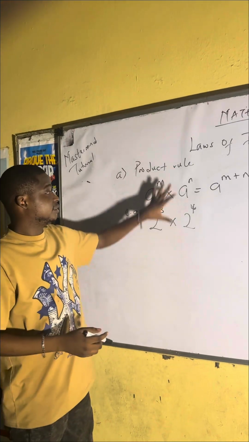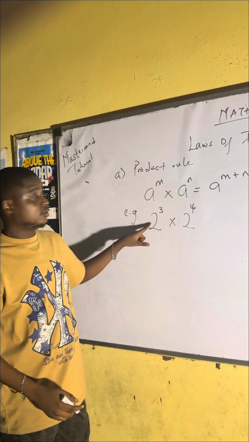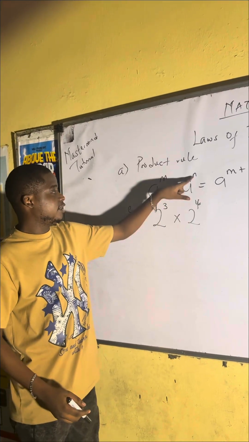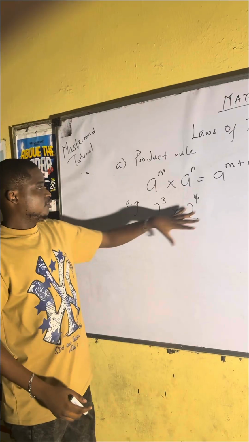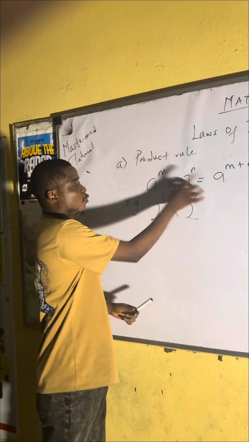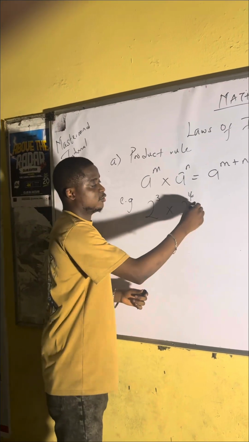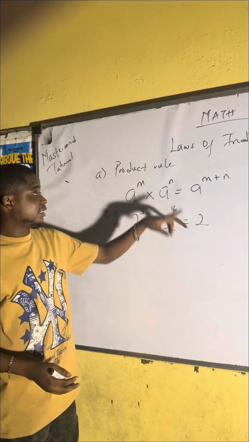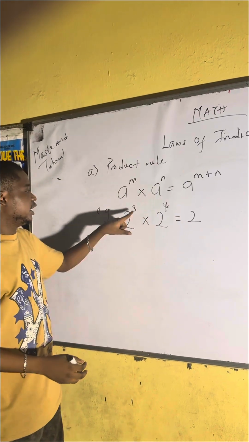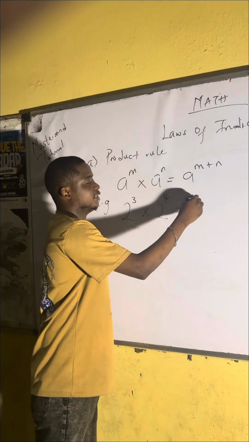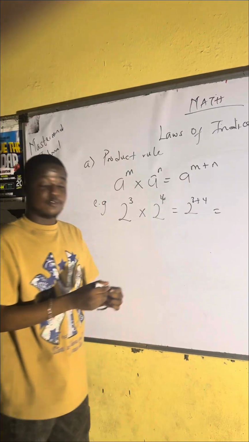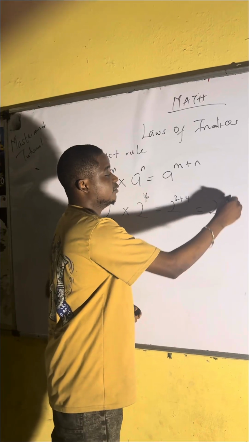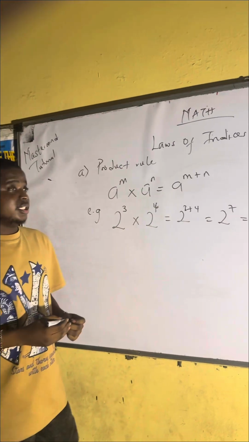Now, if you compare this, we have a equals 2, m equals 3, another a equals 2, and n equals 4. So, using this format, since we took one of the a's as the answer, it must be just one of these 2, and then we just add their powers, so it's going to be 3 plus 4. 3 plus 4 sums up to 7, so the answer is going to be 2 raised to the power 7.